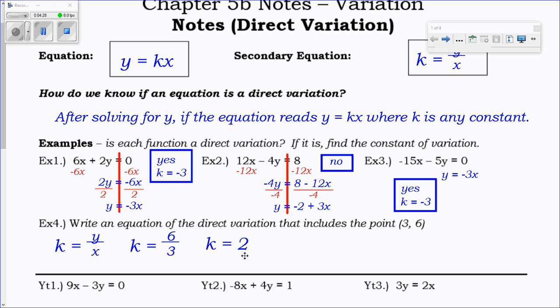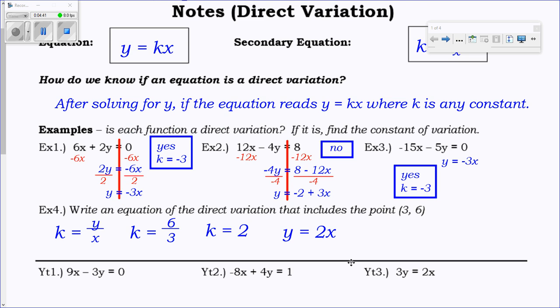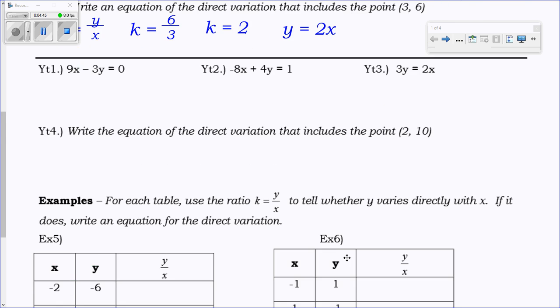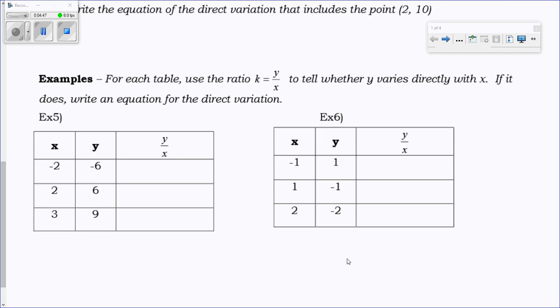K equals 2. So for my equation, all I'm going to do is write the first equation, but plug in k. I'm not going to plug in y and x. So my equation is y equals 2x. Go ahead and do the rest of this page on your own and check your answers, and then you can go to the next page.